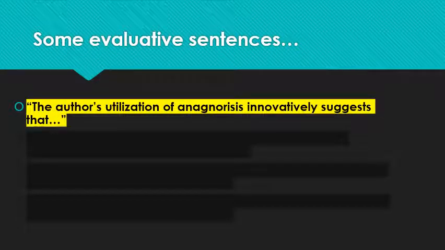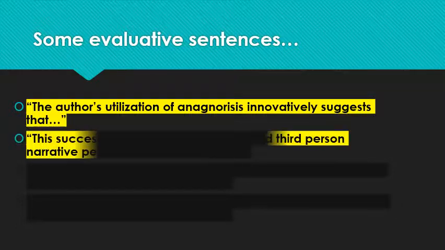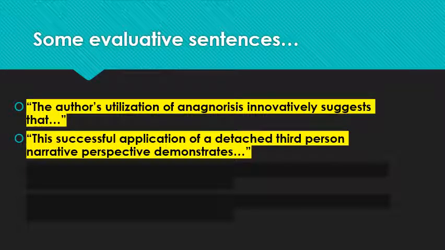So I just want to go through some evaluative sentences that you can be using. For example, the author's utilisation of anagnorisis innovatively suggests that. So when you've got in there your terminology, you're also embedding that language that shows that you're evaluating and you're being critical about the piece, you're personally engaging with the piece. This successful application of a detached third-person narrative perspective demonstrates that.